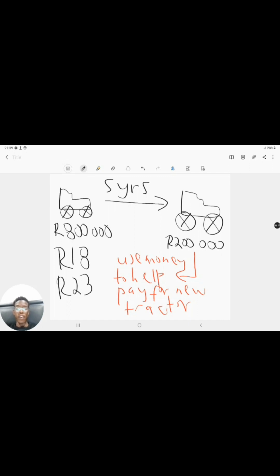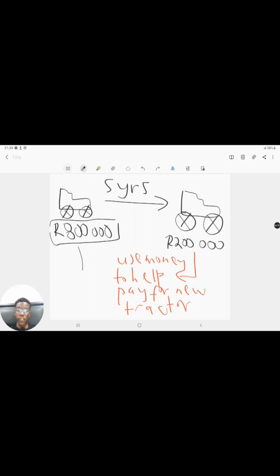Because money loses value with time, the amount that you have today of 18 rands won't be worth the same 5 years from now. 18 rands in 5 years will be worth less than what 18 rands is worth today. The same thing applies here, right? So the farmer bought a tractor for 800,000 rands. And in 5 years' time, he wants to replace this tractor with another tractor. But in 5 years' time, the new tractor will not cost the same price. It will not cost 800,000 rands.